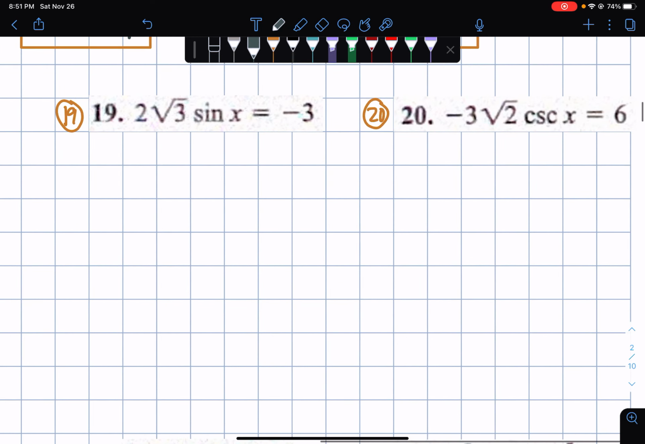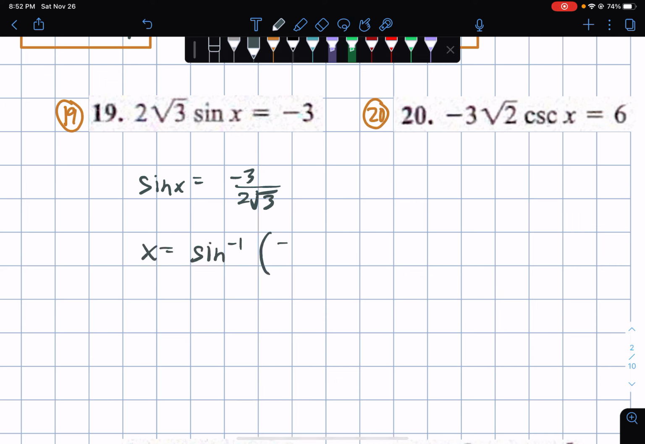For number 19, sine x is equal to negative 3 divided by 2 times the square root of 3. X is equal to the arc sine of negative 3 over 2 times the square root of 3. That is equivalent to negative pi over 3.